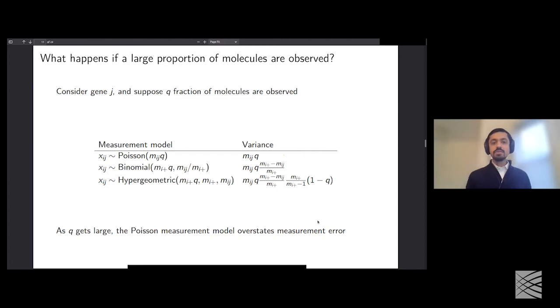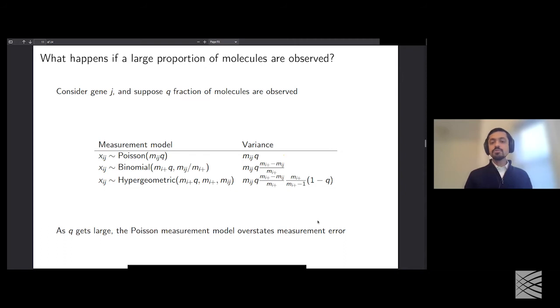As the fraction of molecules that we observe becomes very high, we really do need to account for the fact that as we're taking molecules out, the relative fraction of molecules left in the pool is changing substantially. We really do need to model the fact that we're sampling without replacement. If you look at the hypergeometric measurement model we've written down and ask what its variance is, it looks a little bit complicated, but we can make some assumptions. For example, that M_ij, the number of molecules from gene j, is much less than M_i+, the total number of molecules. Then the ratio (M_i+ minus M_ij) over M_i+ is close to one. Similarly, we might assume that M_i+ is much bigger than one. That's a safe assumption, in which case the second ratio is also close to one. So the difference between a hypergeometric measurement model and a Poisson measurement model is the term one minus Q. And as Q becomes really big, that becomes very different from one.